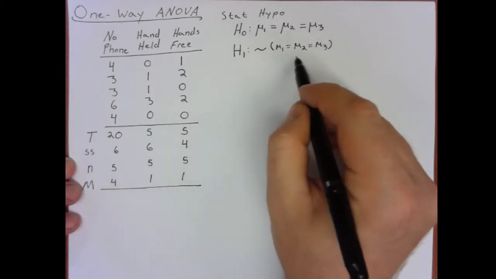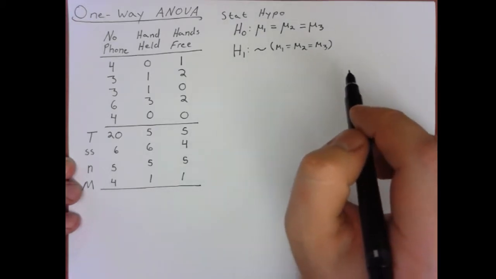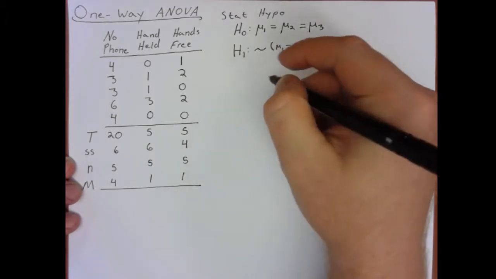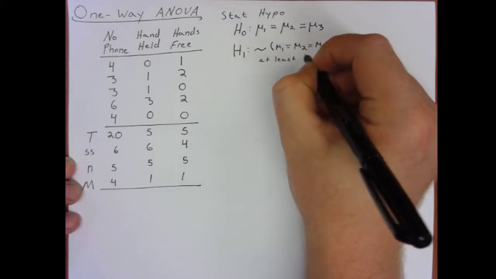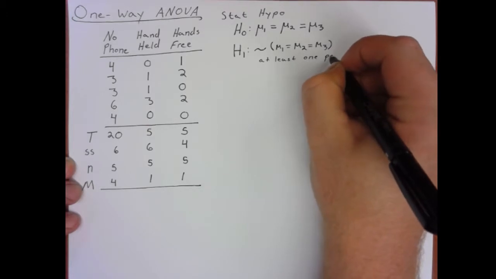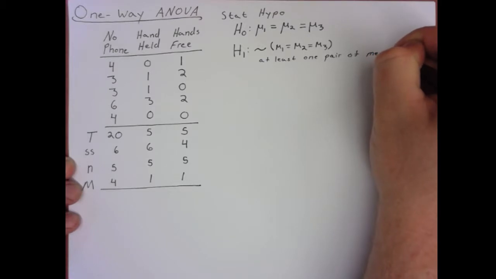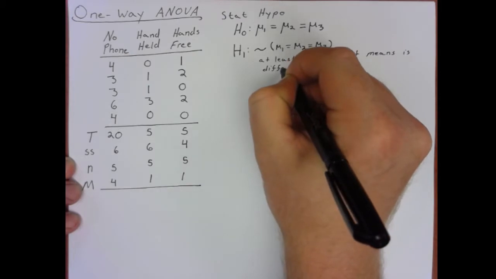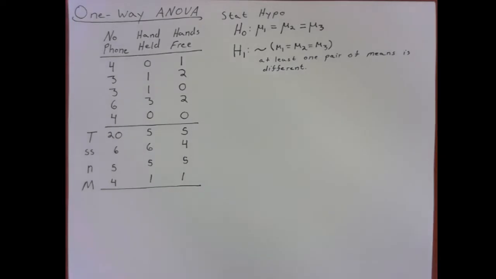Now what this means is essentially that everything inside the parentheses is not true. So any one mean could be different and negate that. Another way to state this in words, which is perfectly acceptable, is at least one pair of means is different. Either is acceptable. You don't have to list out every single possibility of things that are not equal to each other.